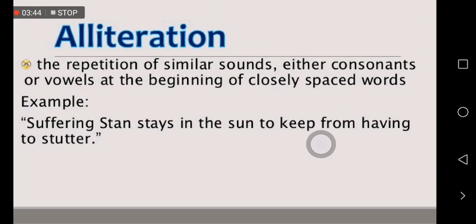First of all, we have this thing, that's alliteration. So what's alliteration? Alliteration is the repetition of similar sounds, either consonants or vowels, at the beginnings of closely spaced words. Example: Suffering Sam stays in the sun to keep from having to stutter. So as you see here, S is a repeated sound in the line. Also you can see T is a repeated sound. So this is an example of alliteration for you.